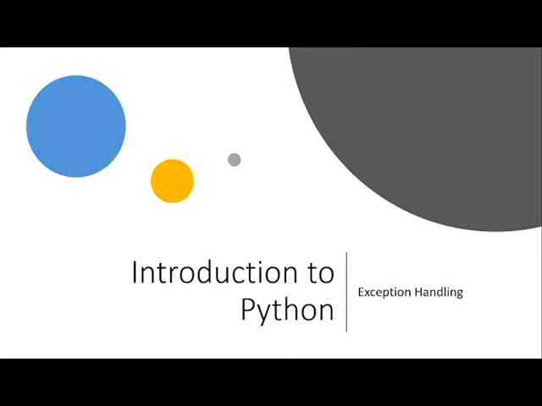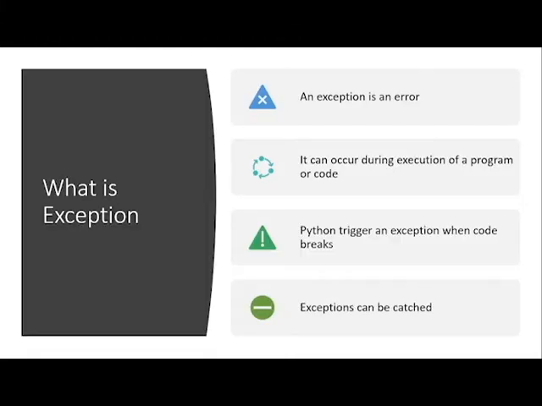Today we will learn an important concept, and that is exception handling. So let's get straight into it. What is an exception? An exception is an error which can happen during the execution of a program or code. When an error occurs, Python triggers an exception which can be handled so that our program doesn't stop, or in programming terms, our code doesn't crash.